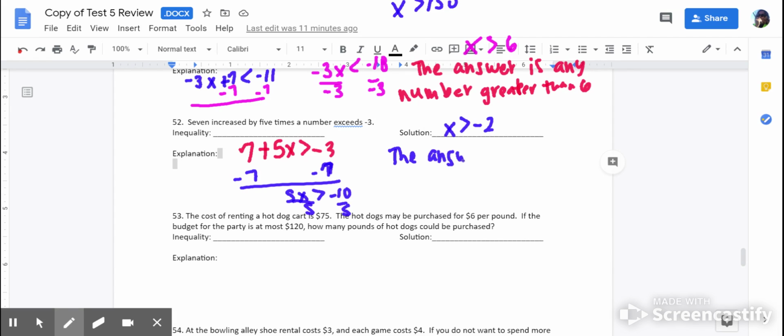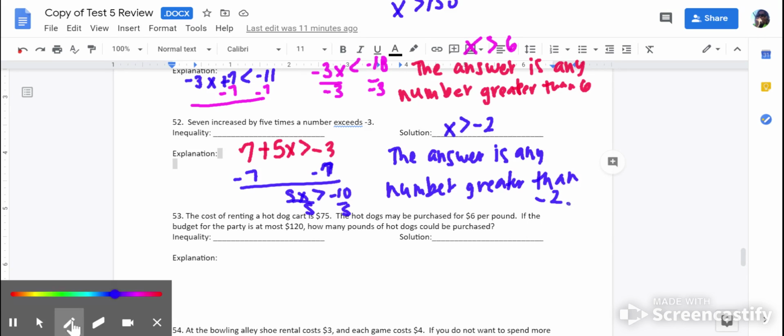So for my answer, the answer is any number greater than -2.